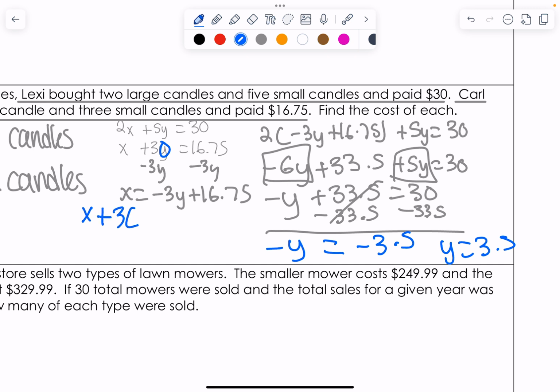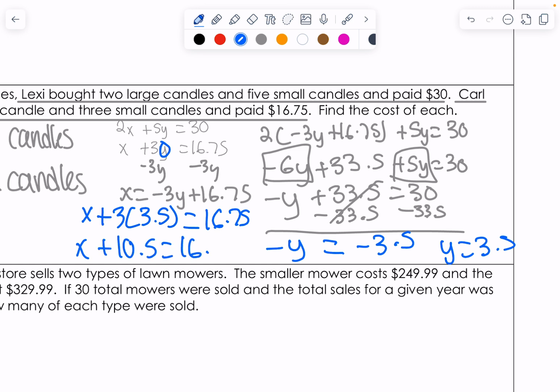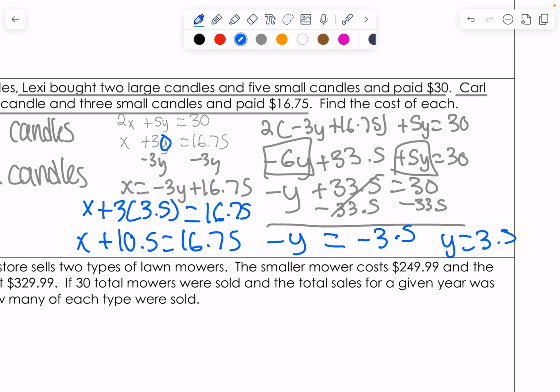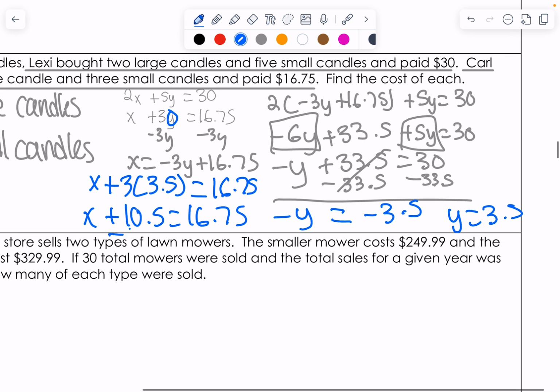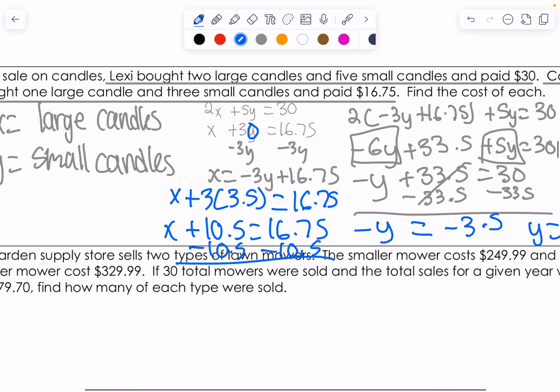So here we go. x plus 3 times 3.5 has to be equal to 16.75. Well, x plus, what is 3 times 3.5? I get 10.5, which has to be equal to 16.75. I can subtract 10.5 on both sides, and hopefully you should get $6.25 after you subtract that 10.5. You should get x is equal to 6.25.